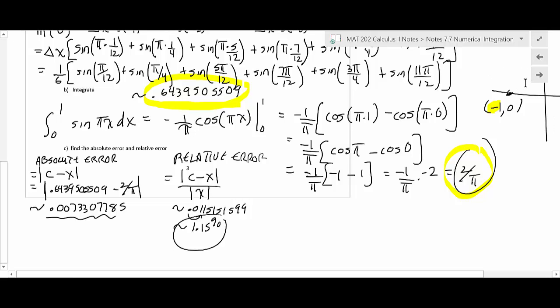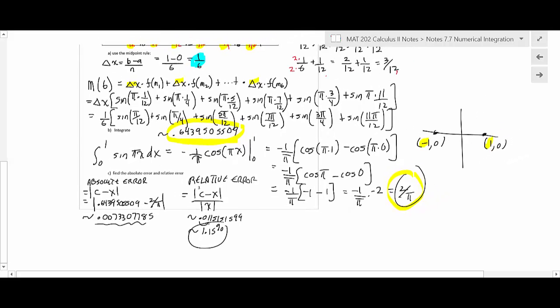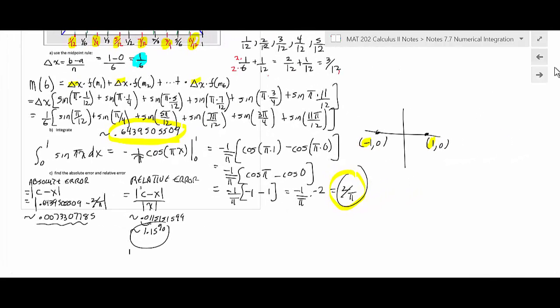Okay, so that's midpoint, and that should look fairly familiar from Calc 1. Do you guys have any questions about that? Okay, right. Now, in this kind of problem, you've got to have your calculator on. I'm not going to have you do this without a calculator.